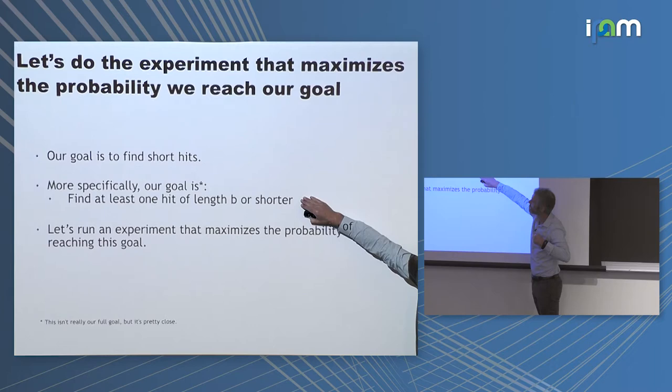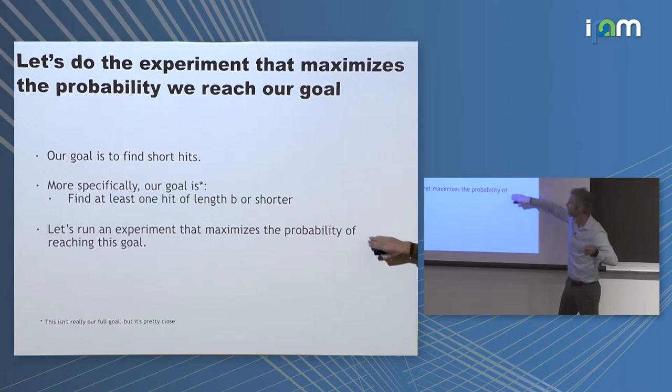But the goal is to find at least one hit of length B or shorter. For us, B was 11. So let's design an experiment that tests a batch of peptides that maximizes the probability of reaching this goal.